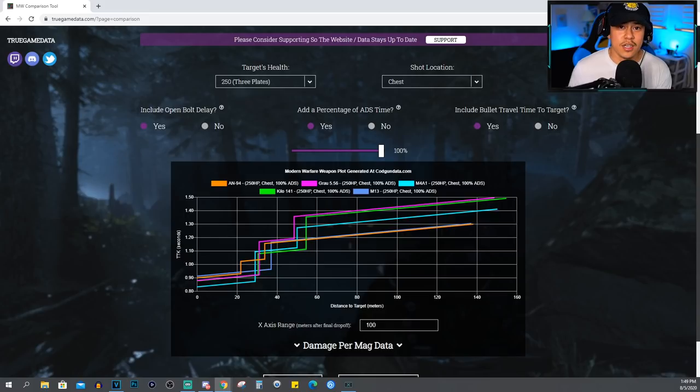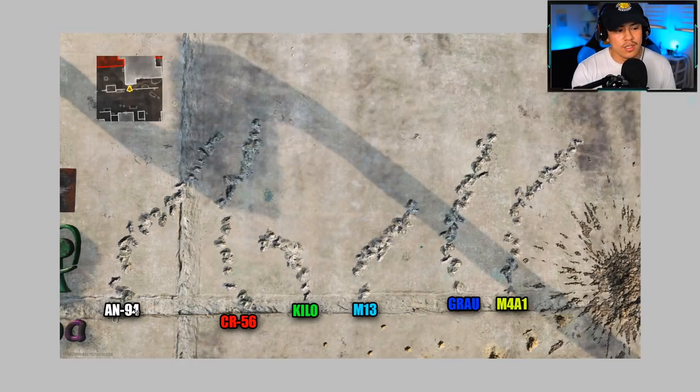So now let's go ahead and take a look at the recoil patterns of what the AN-94 looks like versus the other weapons in the game. So here's a recoil pattern wall test that I ran with the AN-94, and I compared it to the CR-56, the Kilo, M13, Groza, M4A1, pretty much all the weapons that we just compared and contrasted on that website. So as you can see here from the AN-94, it goes up and it curves over to the right. Now at first glance, if I were to compare the AN-94 to the rest of these recoil patterns here, it's very clear that it has the same exact recoil pattern as the M4A1.